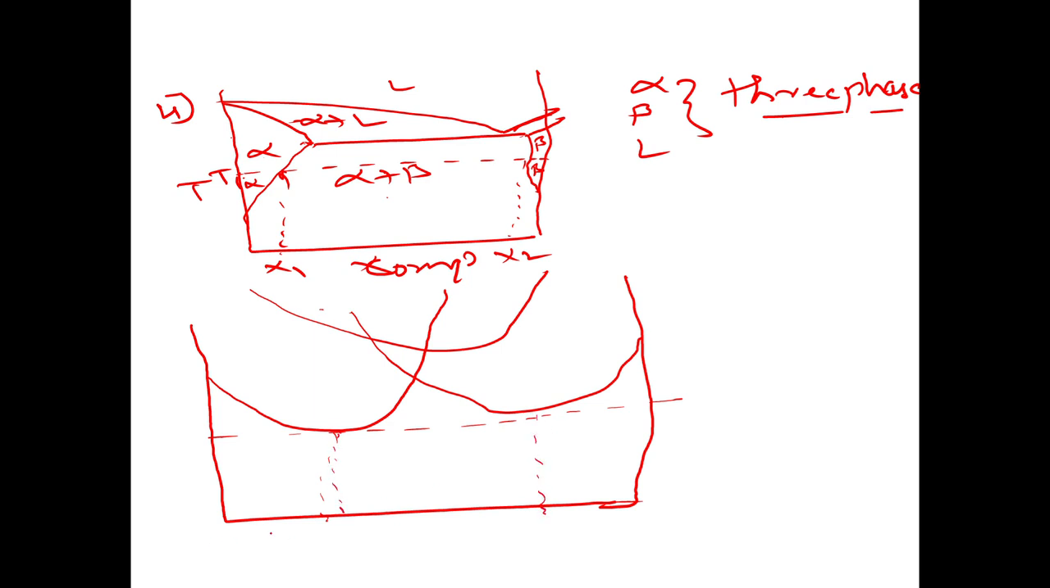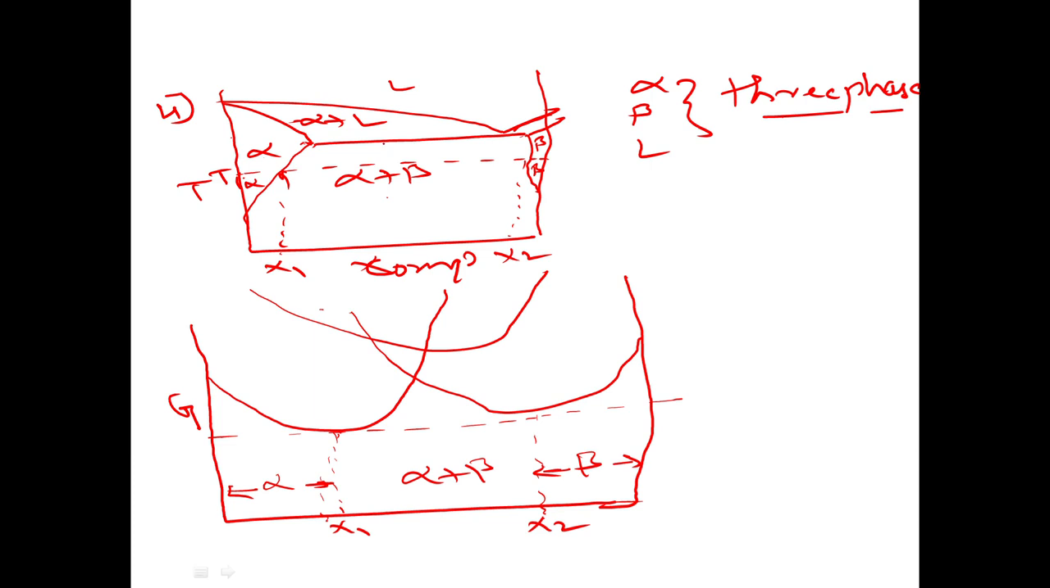Here it is, and here it is x1, and here it is x2. So up to here alpha is stable, and here beta is stable. Here alpha plus beta is stable, right? Okay. So this is how we will be drawing a G versus X composition graph, Gibbs energy versus composition graph, with the help of the phase diagram.